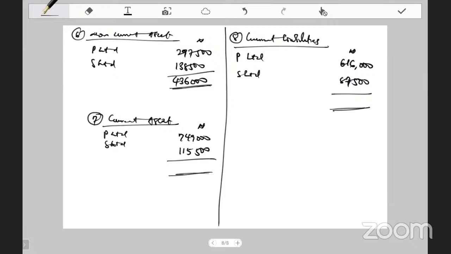The current liability is 703,500. Current liabilities, not asset. 703,500. What is current assets, please? Current assets.